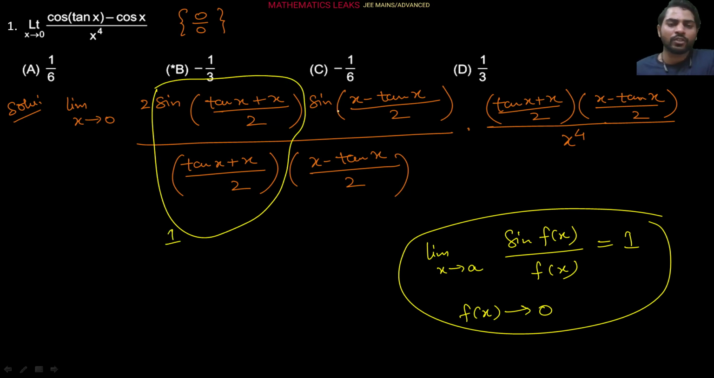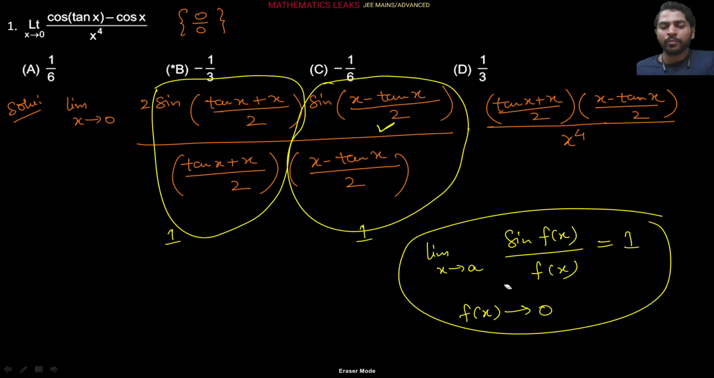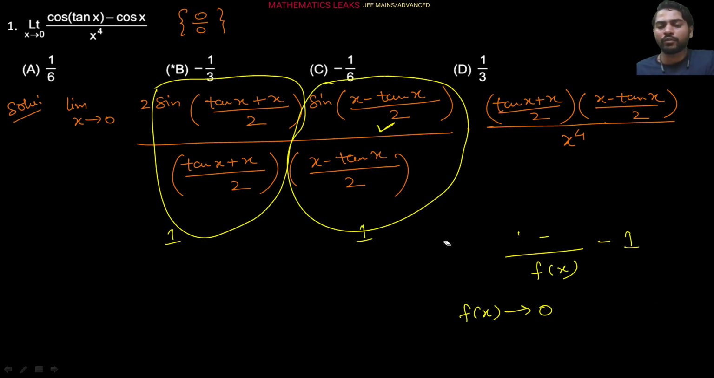So that quantity is equal to 1. Similarly, limit x tends to 0 of sine of (x minus tan x by 2) upon (x minus tan x by 2), if we treat this as f(x), we know that it also becomes 0 as x approaches 0, correct? So sine f(x) upon f(x), where f(x) approaches 0, that also equals 1 here. So that quantity I am also just saying as 1 only, correct now? So I am just using this frequently used limit.